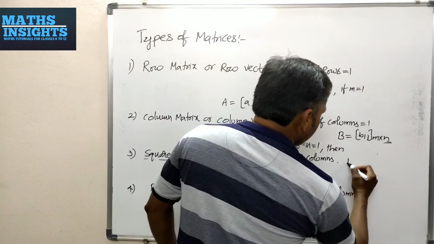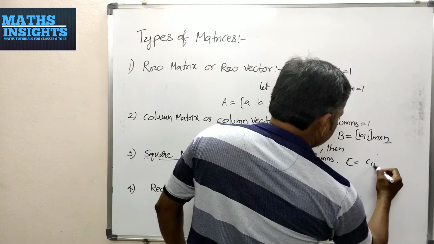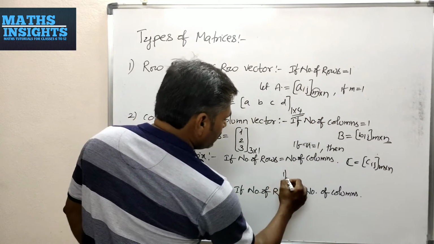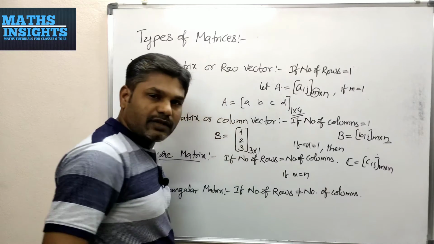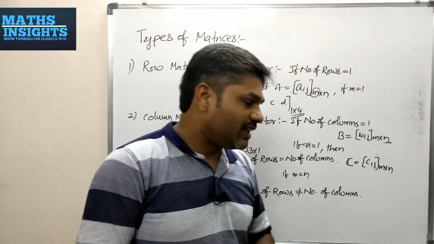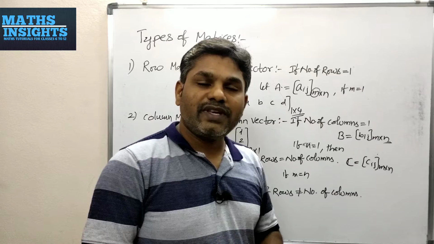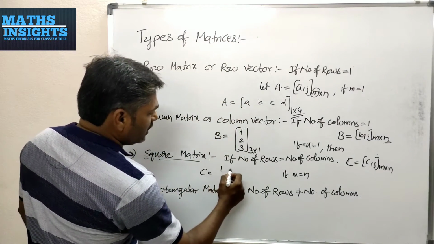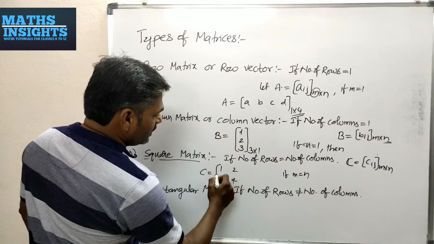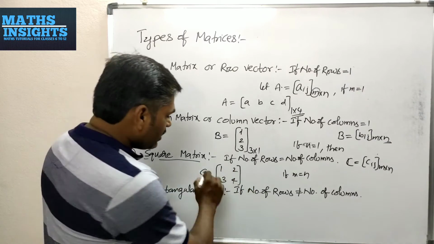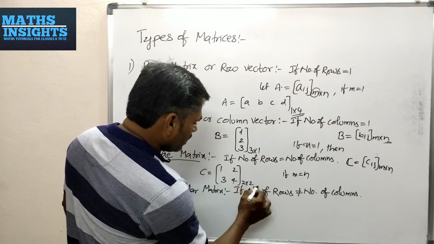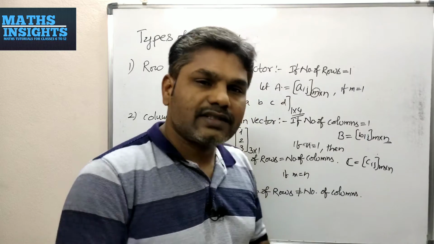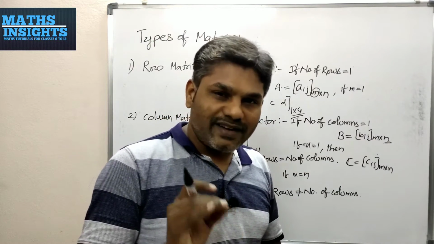Suppose I take a matrix Cij whose order is m by n. If m is equals to n, that means the number of rows is equals to the number of columns, then this matrix C is said to be a square matrix. Very simple. I am taking C as 1, 2, 3, 4. How many rows are there? There are 2 rows, okay, and 2 columns. The number of rows is equal to the number of columns. That's why the matrix C is said to be a square matrix.